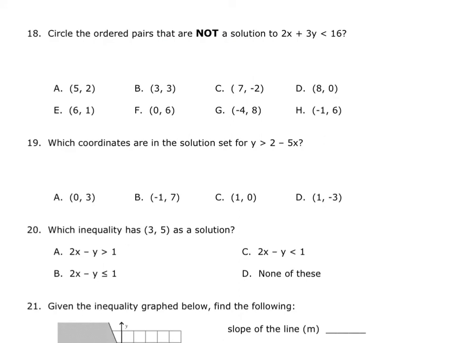Okay, 18, circle the ordered pairs that are not a solution to 2x plus 3y is less than 16. So what we're looking for here is an ordered pair that does not keep this inequality true. So they're saying 2x plus 3y is less than 16. We want to find something that makes that false, right? So when I substitute these values in for x and y, we want to make the side greater if we're looking for not a solution.